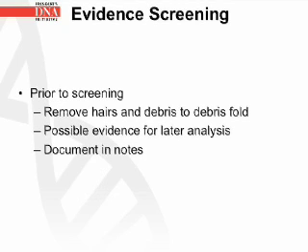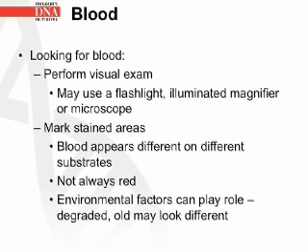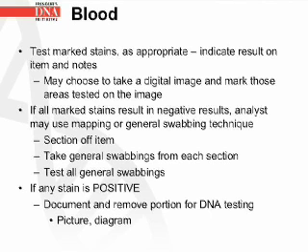Prior to evidence screening, you should remove hairs and debris to a debris fold. This is possible evidence for later analysis, and it should be documented in your notes. When looking for blood, first perform a visual exam. You may use a flashlight, illuminated magnifier, or microscope. Mark stained areas. Blood appears different on different substrates. It is not always red. Environmental factors can play a role. Degraded or old blood may look different.